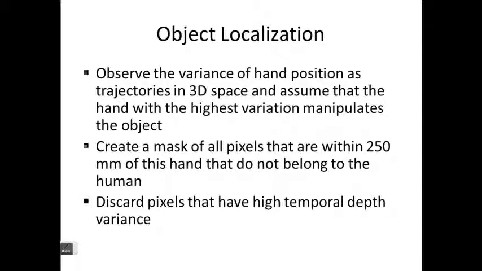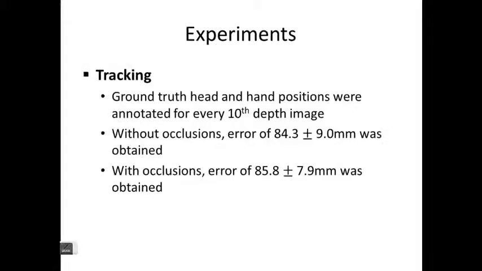And they discard any pixel that has very high temporal depth variance because they want to ensure continuity of the object. So effectively, the mask of the object across time is just all of those pixels that are close to the hand, but close together as well.